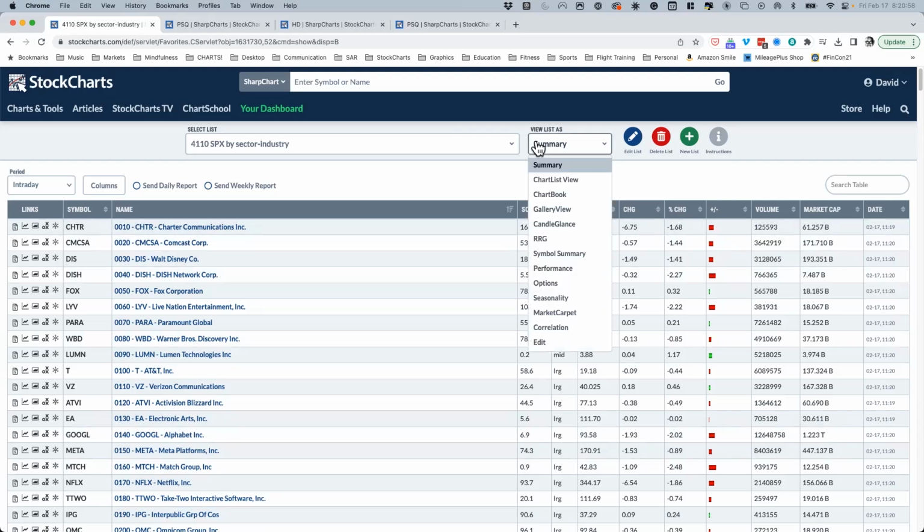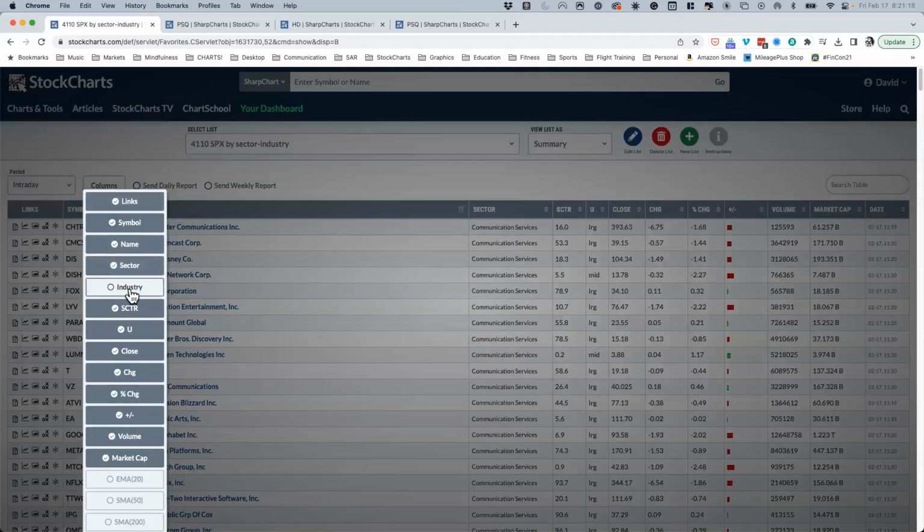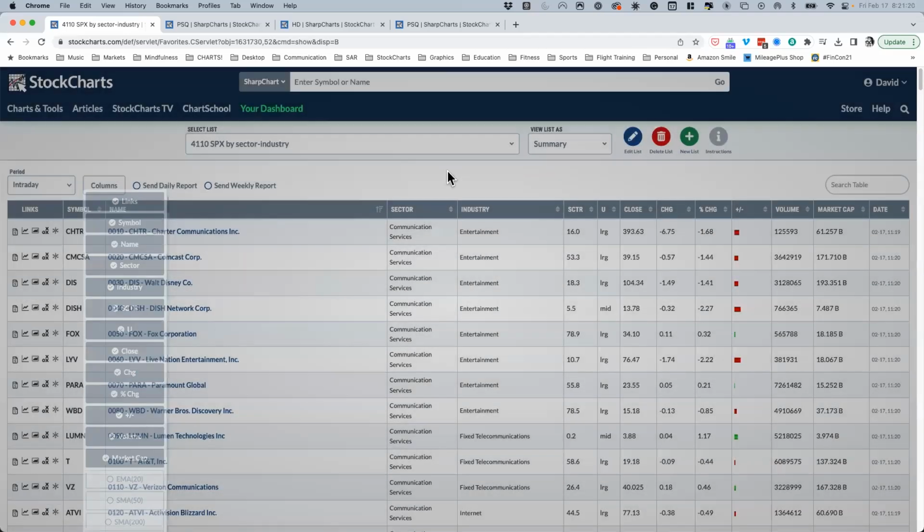We're going to talk about the summary list here, and then two other views as well, a candle glance view and then the chart list view. I think these are really three views that I use every day to analyze a list of charts pretty effectively. This is how my chart list is going to default, and again, I'm looking at the S&P 500 members. I have this organized. If you click on columns, I'm going to bring in sector and industry, and you'll see how I have it organized.